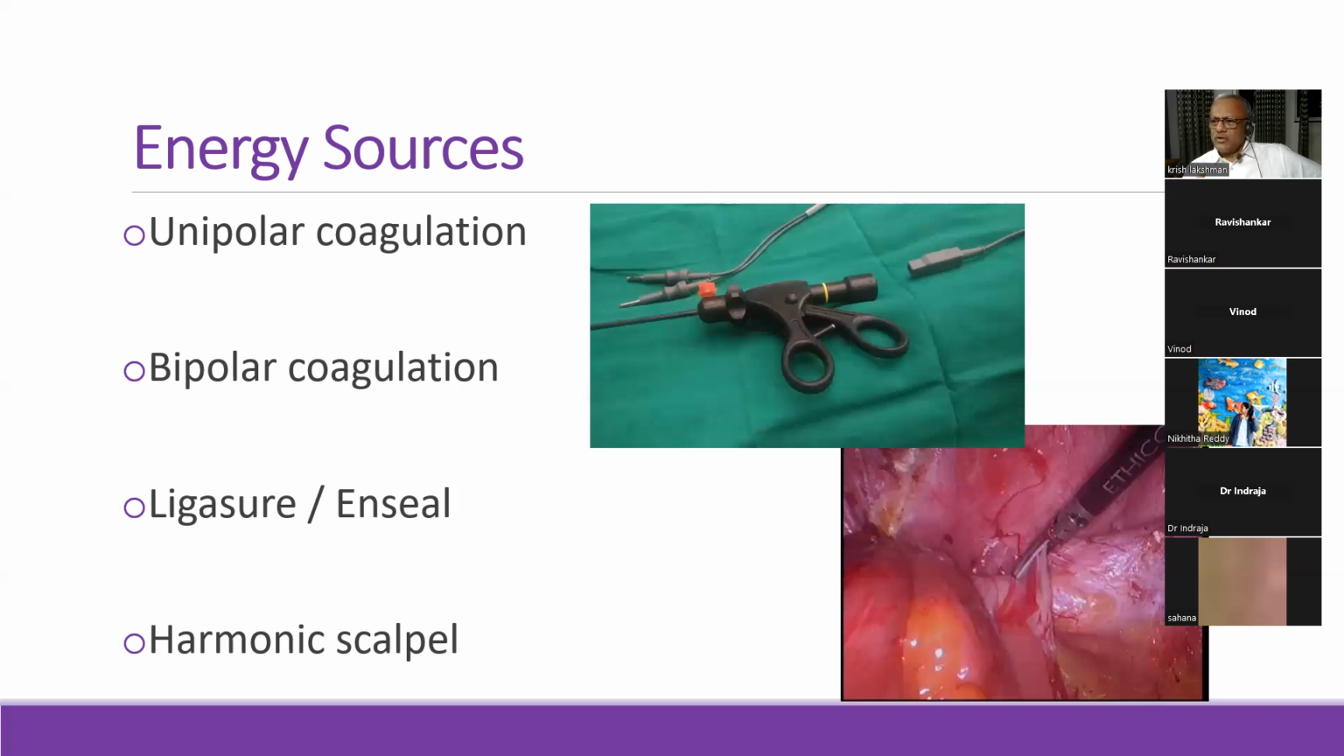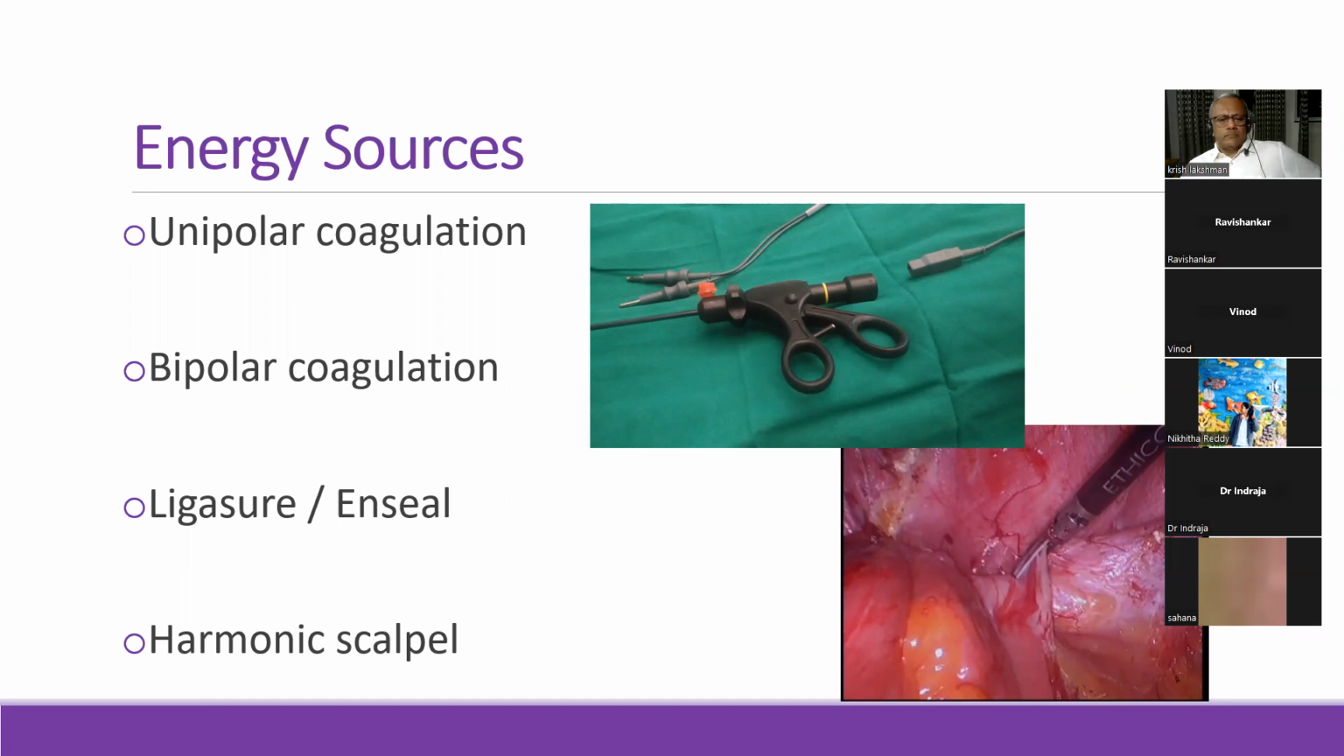But what is the disadvantage of bipolar? Anybody? Indraja? Sir, it is only hemostatic, sir. It does not cut the tissues, sir. Even theoretically, even unipolar coagulation doesn't cut tissue. Okay, doesn't cut tissue. Yeah.